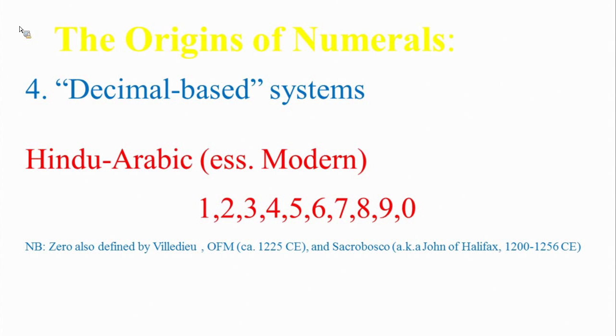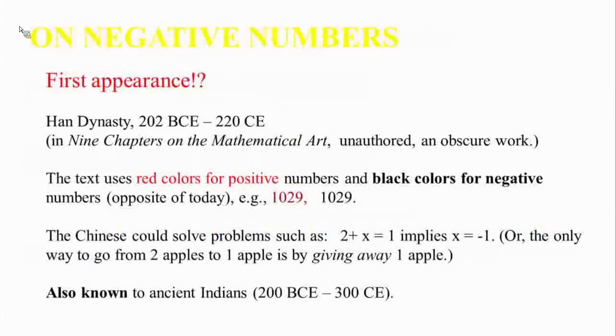0 was also defined by Villedieu, a Franciscan monk, about 1225 CE, and Sacro Bosco, which means holy wood, not Hollywood, but holy wood, right? You could call him Hollywood, remember his name, Sacro Bosco, also known as John of Halifax, who lived more or less around the same time as Fibonacci. And this is going to come up. These three people actually come up in this story. Very important. And why it's called Hindu-Arabic is because the Hindus created it first, and the Arabs disseminated it. And then we got it from the Arabs. Right? This is basically the story in a nutshell.